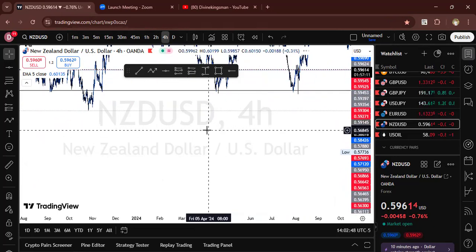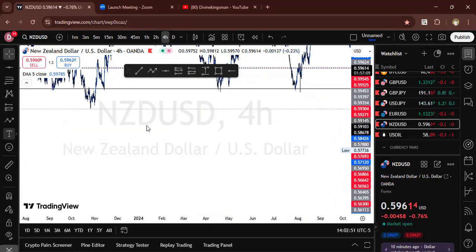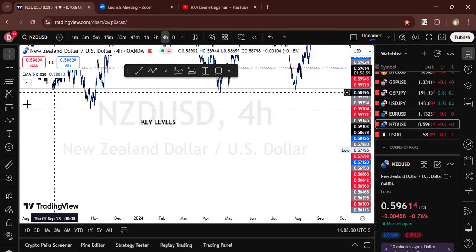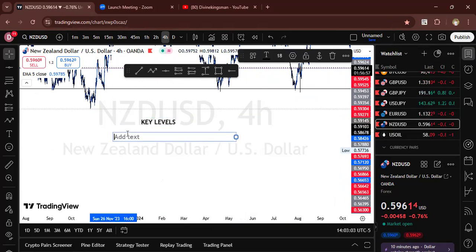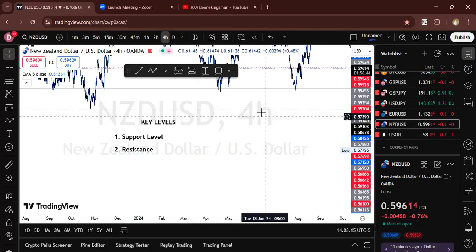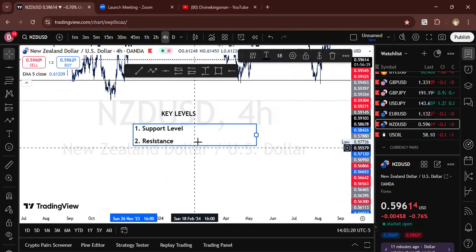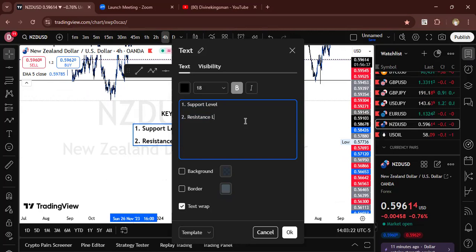Key levels are divided into two. So let me just write that down. One is called the support level, while the second one is called the resistance level. These are the two key levels that we have. The first one being the support level, while the second one being the resistance level.